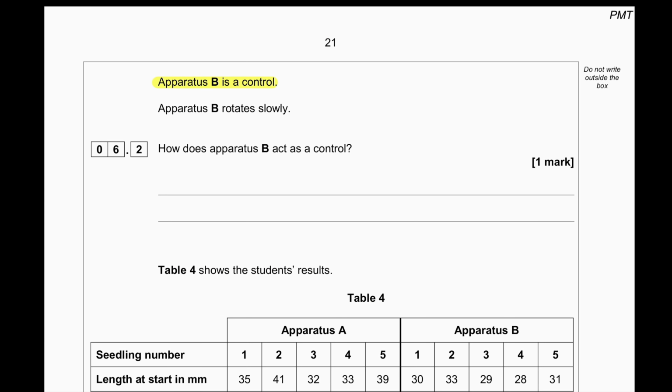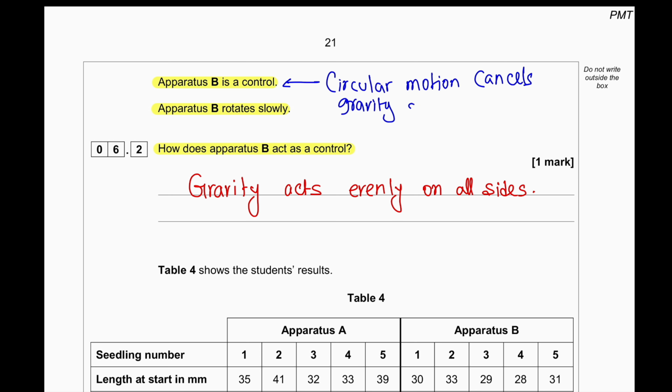Apparatus B is a control. Apparatus B rotates slowly. How does apparatus B act as a control? Since apparatus B is rotating in all directions, it is rotating in a circular direction, gravity acts evenly on all sides. The circular motion cancels out the gravity.